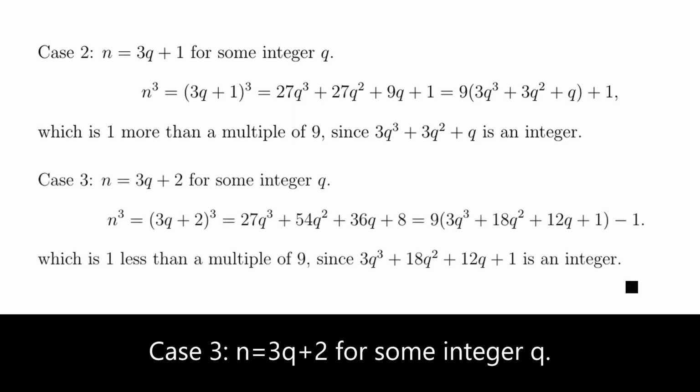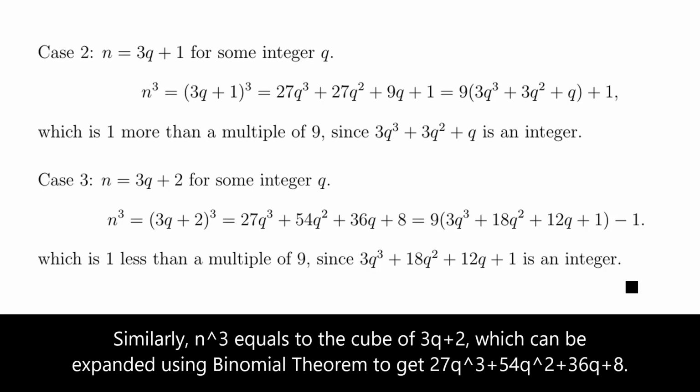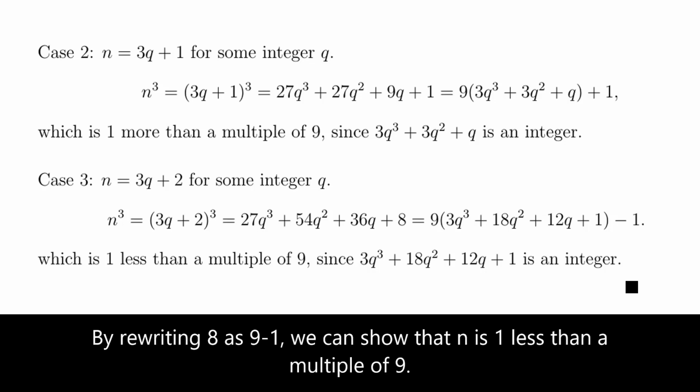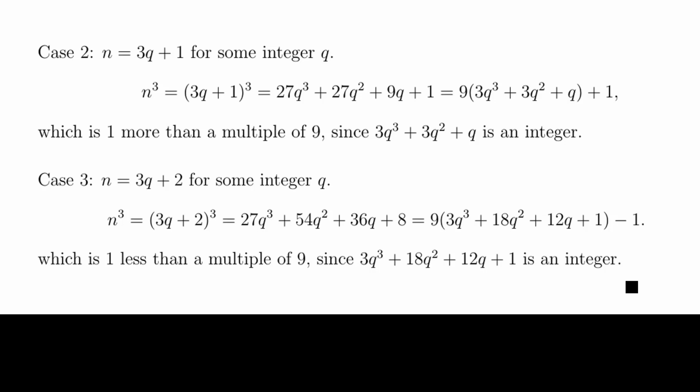Case 3, n equals 3q plus 2 for some integer q. Similarly, n cubed equals the cube of 3q plus 2, which can be expanded using the binomial theorem to get 27q cubed plus 54q squared plus 36q plus 8. By rewriting 8 as 9 minus 1, we can show that n cubed is 1 less than a multiple of 9. This completes the proof.